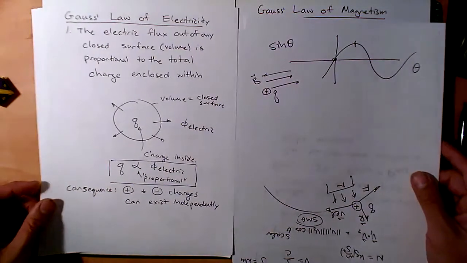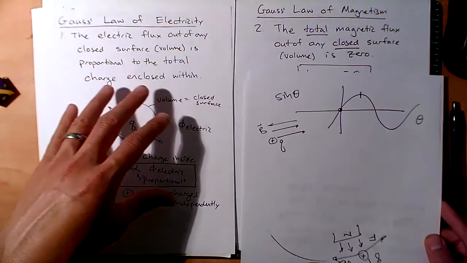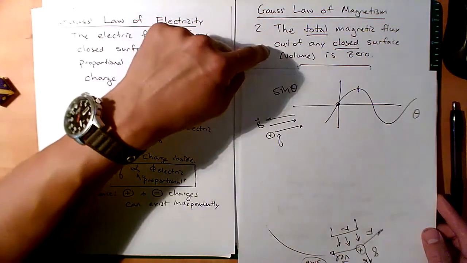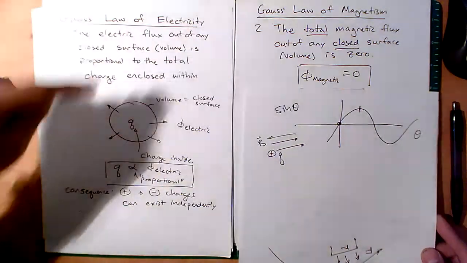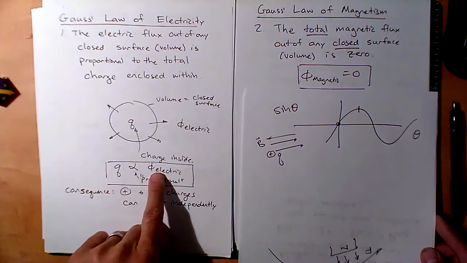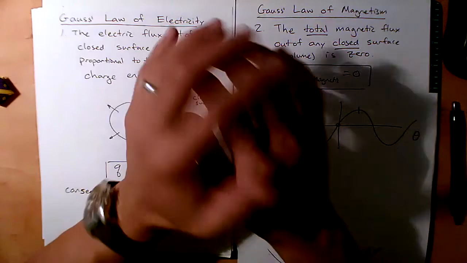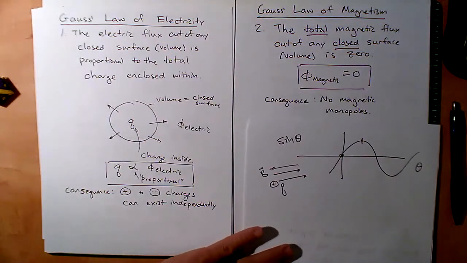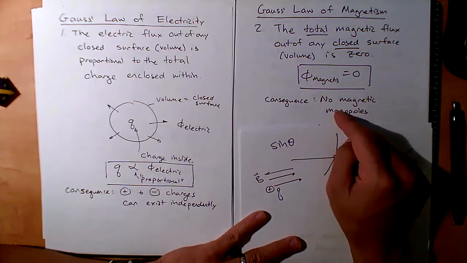Okay, Gauss's law of magnetism is a similar statement, but it says the total magnetic flux out of any closed surface or volume is 0. Huh. Here, it was like the flux is proportional to charge, but here it's saying the flux is 0 for any closed surface, all right? And the consequence of this is that there are no magnetic monopoles, all right?